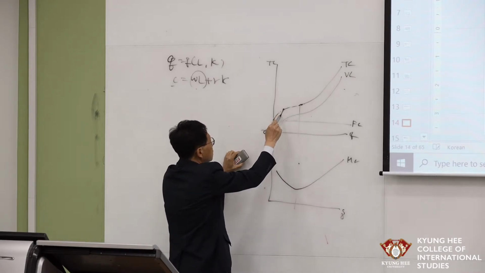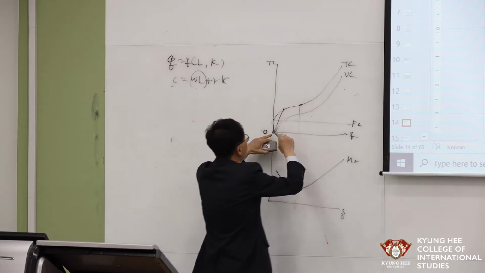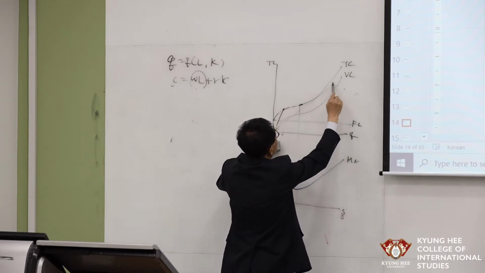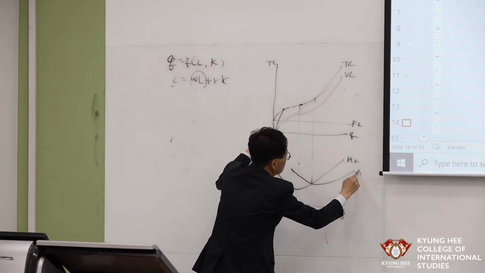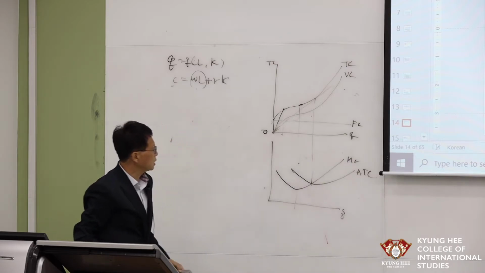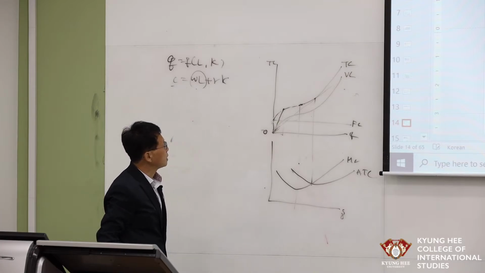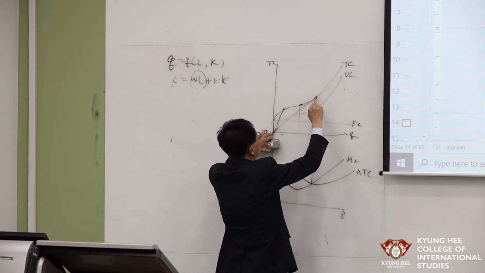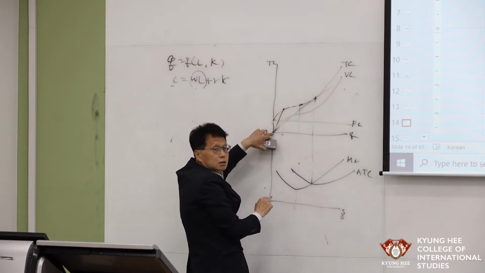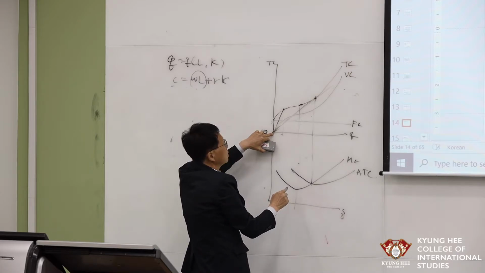And average total cost at this point: you draw a straight line to the origin and make a triangle. The tangent of this triangle is the average cost, and average cost is minimized at this point, right? Average total cost is minimized at this point. At this point, average total cost is equal to marginal cost, right? The gradient of this triangle is the average cost, minimized, right?